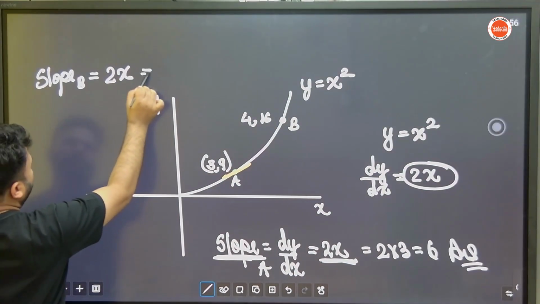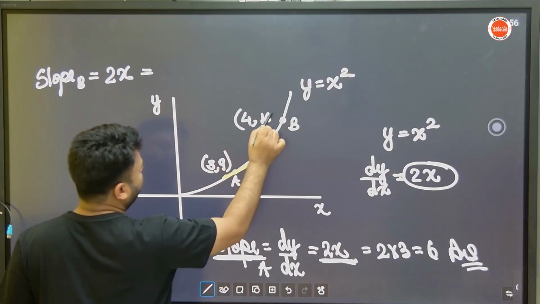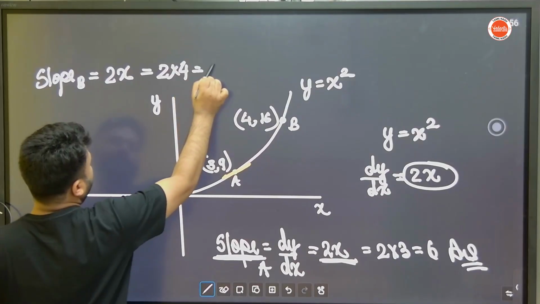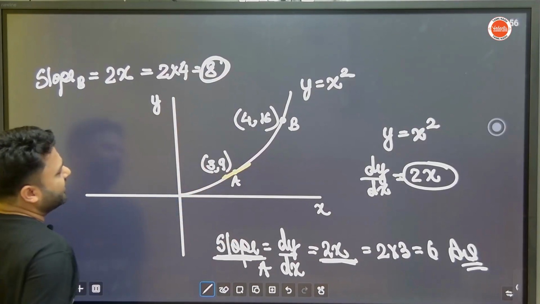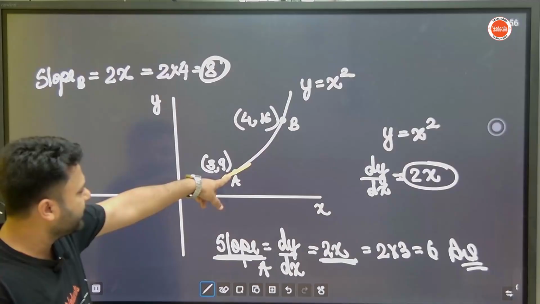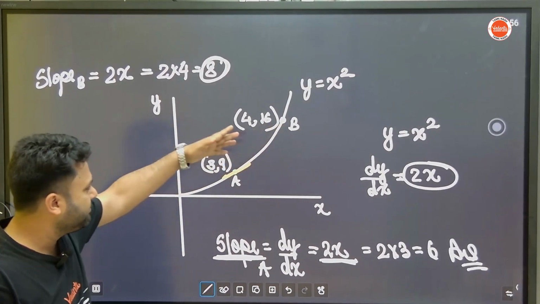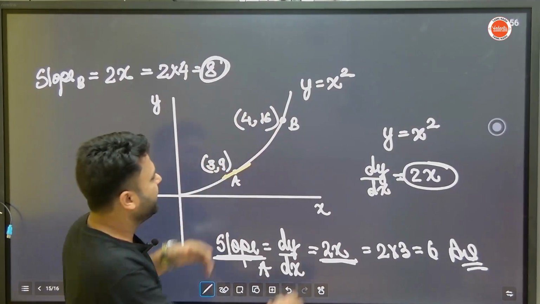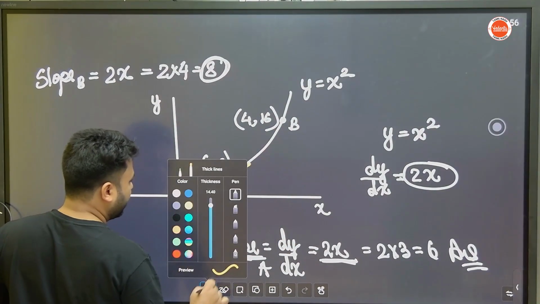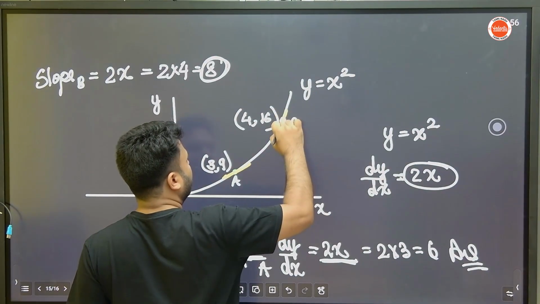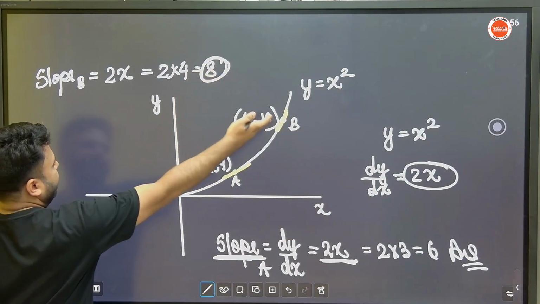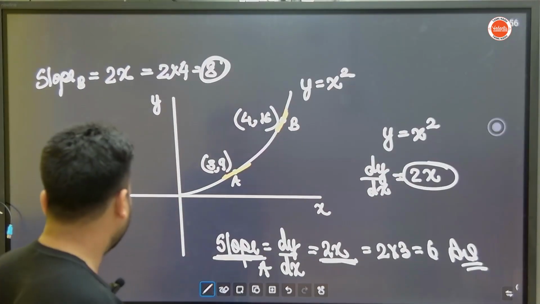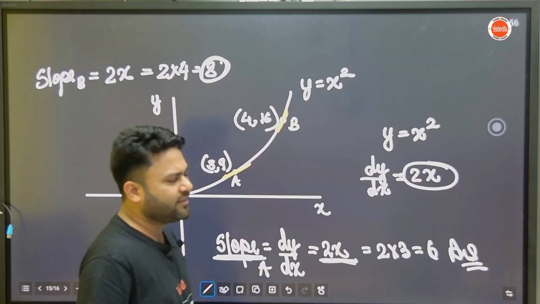What is the x coordinate at B? 4. So 2 into 4, that is 8. We are getting the slope here as 8. So here we got slope 6 and here we got slope 8. If you see practically, here the slope is less, 6, and here the slope is more, 8. You can see here the slope is more, and we are getting the value also. Correct? Okay. So this was all about differentiation.